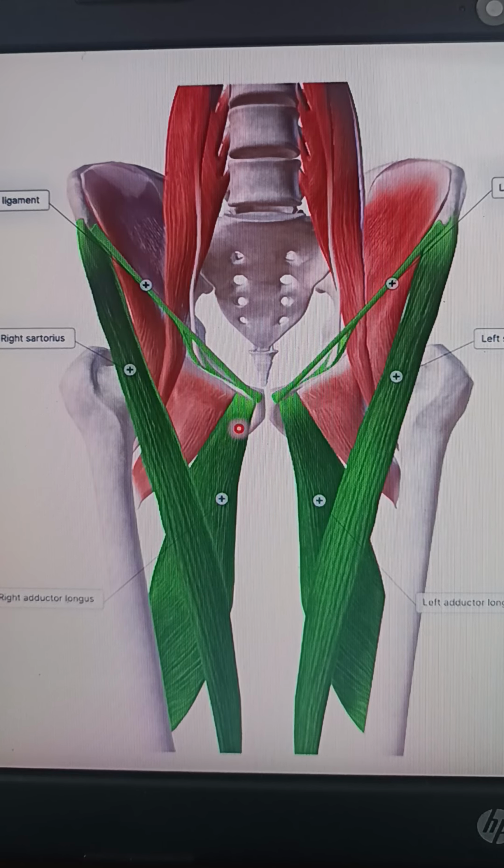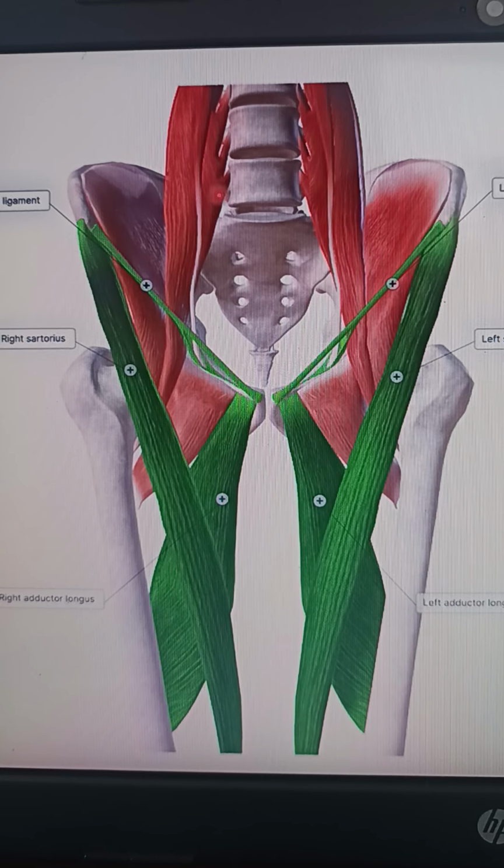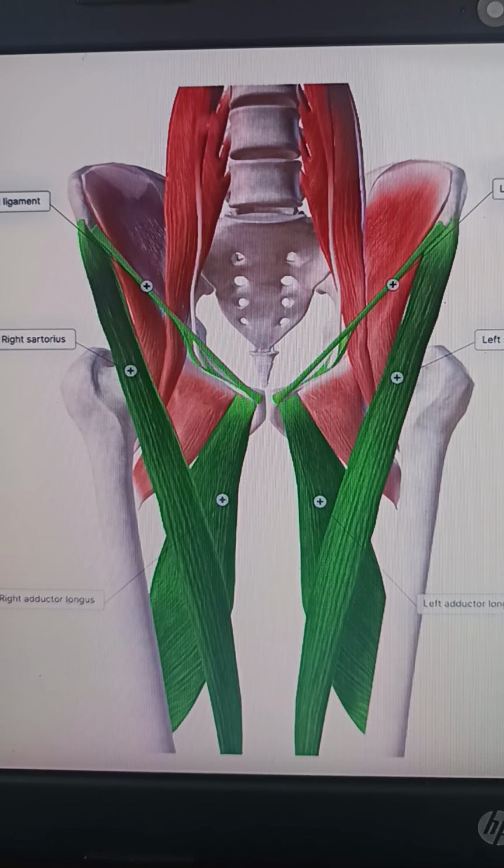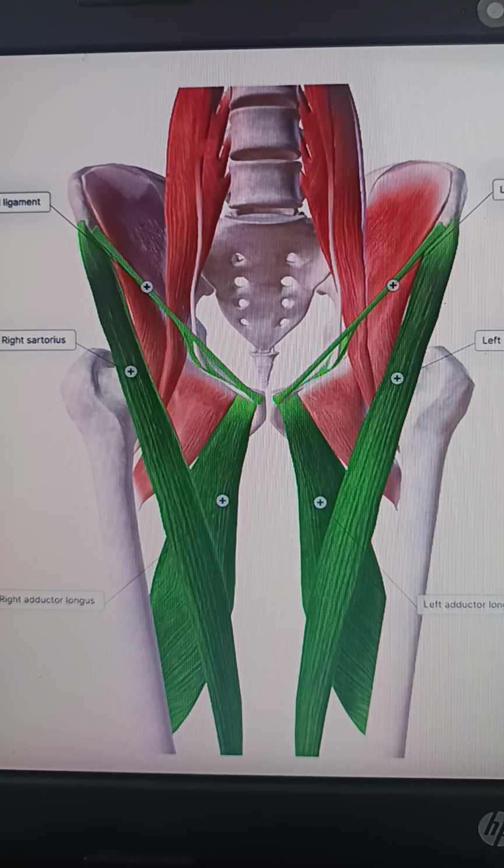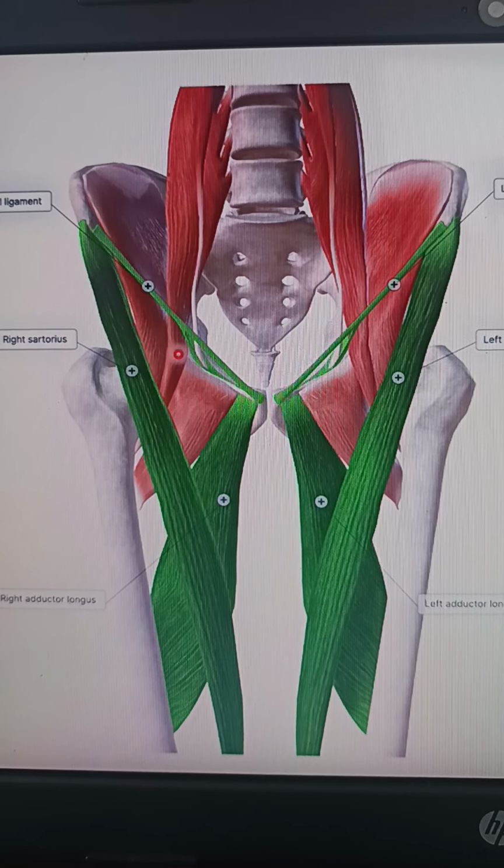Now look at, let's start from the lumbar vertebrae. Can you see these muscles originating from the last three lumbar vertebrae? This muscle is the psoas major. The psoas muscle arises from here and enters the pelvis, cruises through the inside of the pelvis, goes underneath the inguinal ligament, crosses the hip joint and gets inserted into the lesser trochanter.